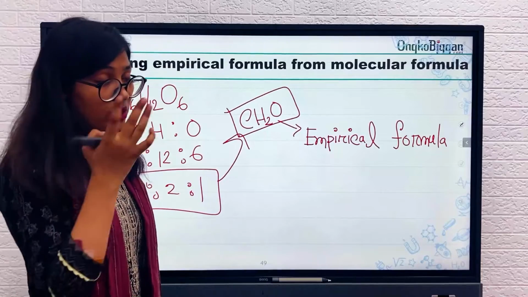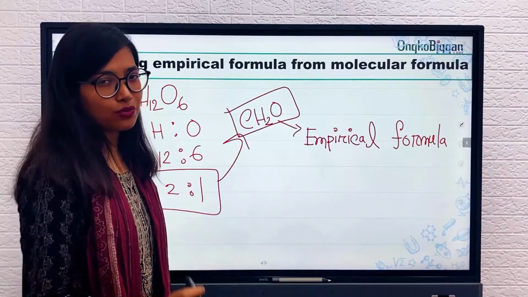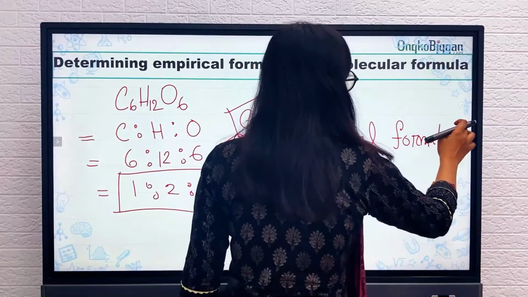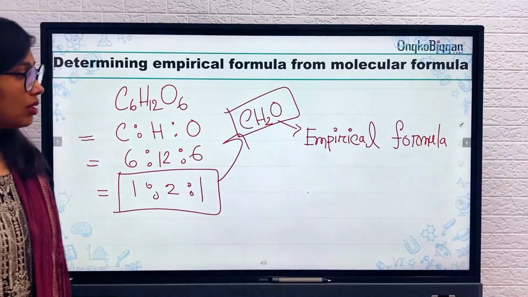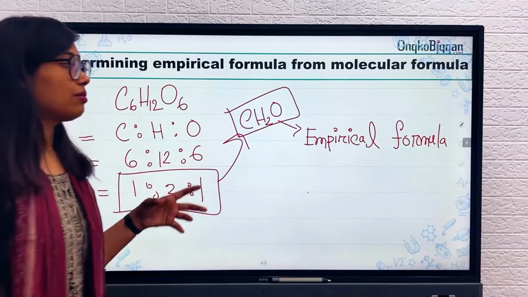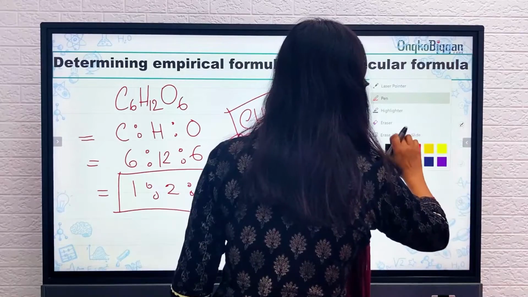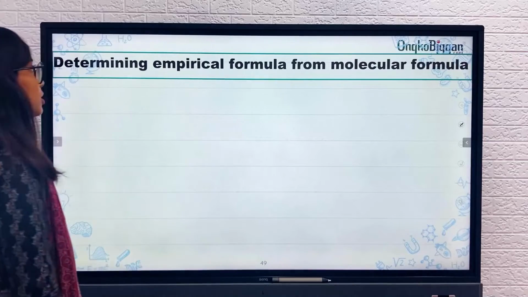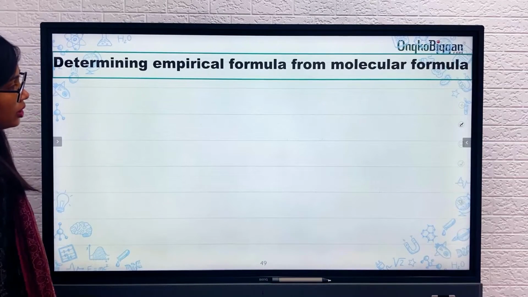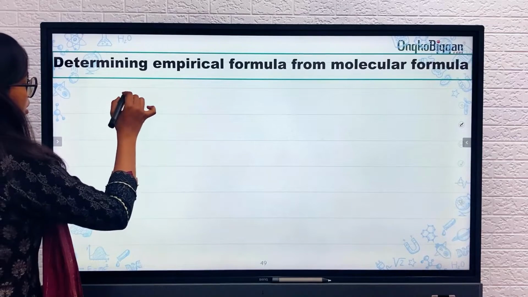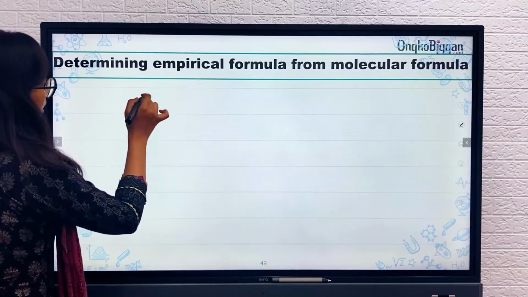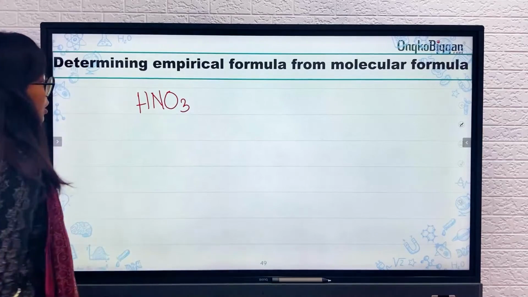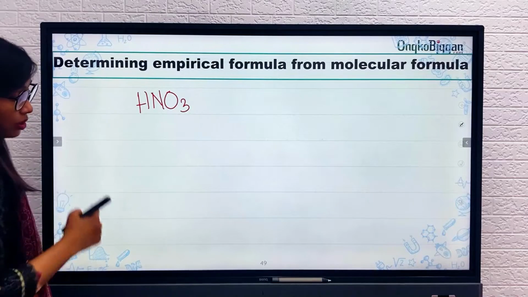So we can actually get the empirical formula from the molecular formula. See, the process is very easy, not as lengthy as the processes we saw before when we were finding the molecular formula. Okay, if you have understood this whole thing, I'll give you another example. Let's take another substance, an acid, say for example HNO3. This is the molecular formula of nitric acid.